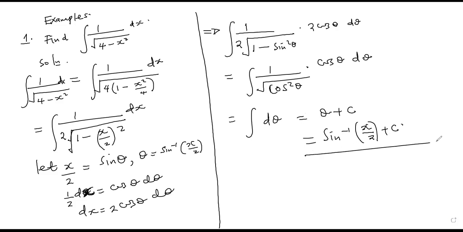As simple as that. Here, you just need to know that cos squared theta under the root is the same as cos theta, because the square will cancel with the root. Very amazing. This is very amazing. Let's do more.